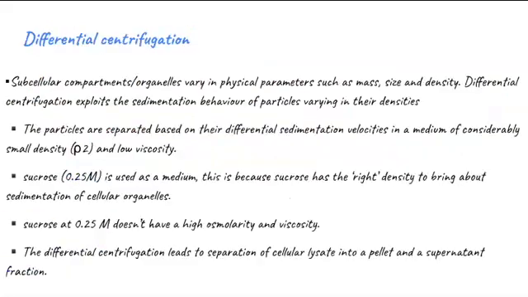Differential centrifugation. Subcellular components or organelles vary in physical parameters such as mass, size, and density. Differential centrifugation exploits the sedimentation behavior of particles varying in their densities. The particles are separated based on their differential sedimentation velocities in a medium of considerably small density and low viscosity. Differential centrifugation leads to separation of cellular lysate into a pellet and a supernatant fraction.